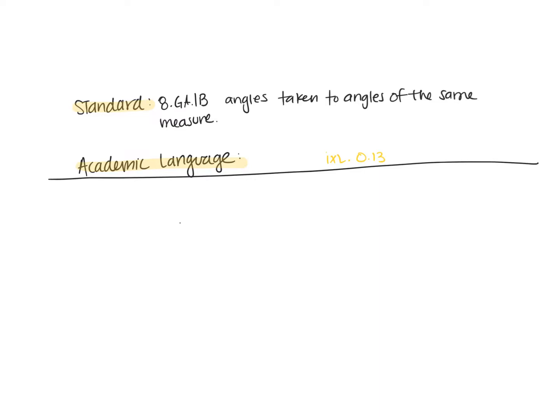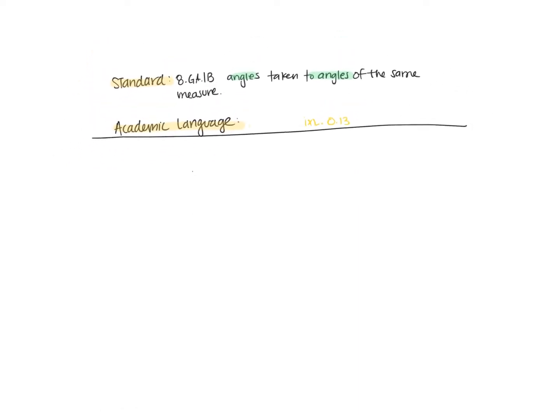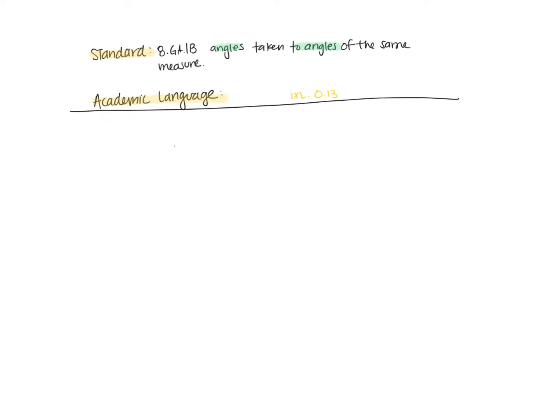So to be able to do this, we're going to be talking about angles. The standard says angles taken to angles of the same measure. We're not quite looking at angles yet. We're not comparing them. Before we do that, we're going to talk about parts that make angles. So let's go ahead and begin with our academic language.